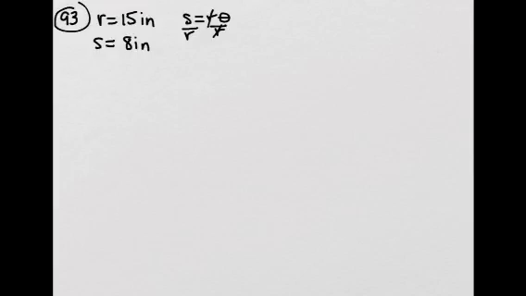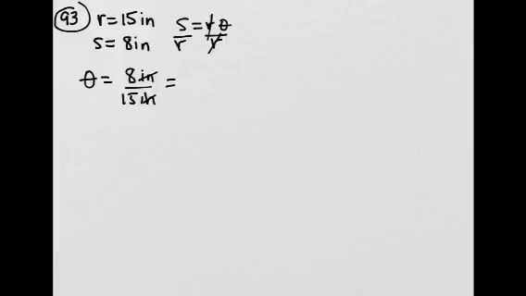So for 93, let me just start it from scratch. For 93, you have the equation S equals R theta. And you have R, you have S, you're looking for theta, right, for this one. So I'm dividing both sides by R. So for theta, 8 inches divided by 15 inches. So inches cancel, so it's going to be 8/15 radians. So that would be the answer. Remember, radians is unitless, so you could put 8/15. If you want to add radian, that's fine too.